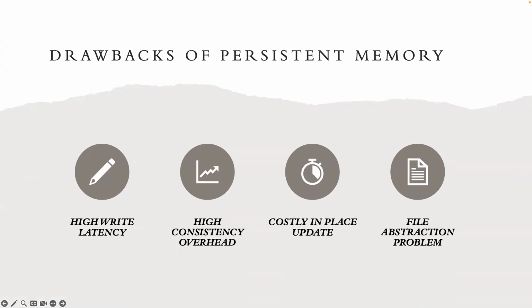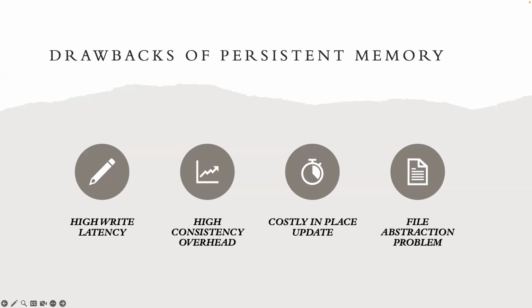Then we have the drawbacks of persistent memory. It's not always sunshine and butterflies for persistent memories as well. The biggest issue of persistent memories is that writes are slower. Since it has to write 256 bytes even if it's writing a single byte, the write latency is greater than DRAM.